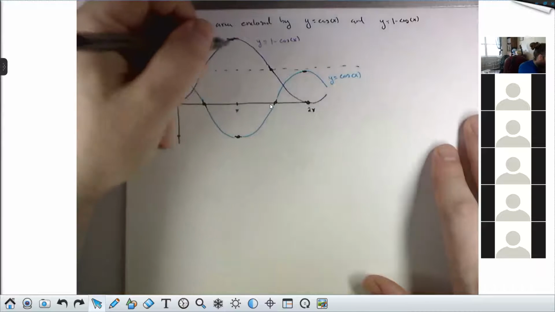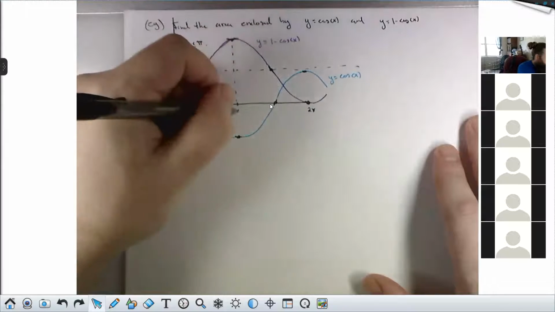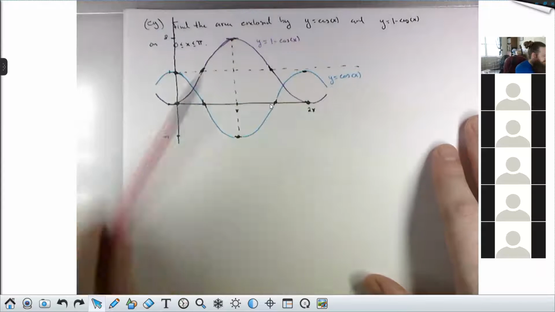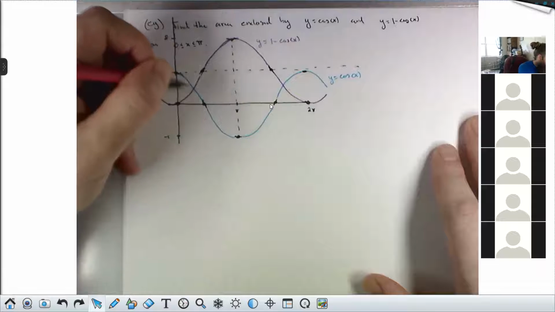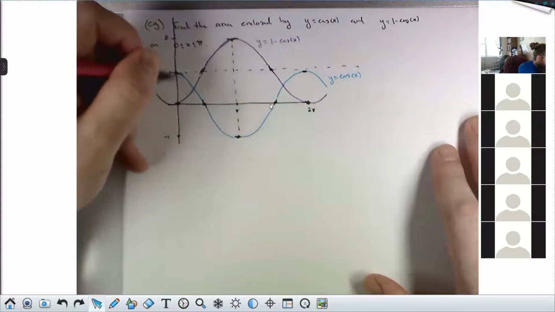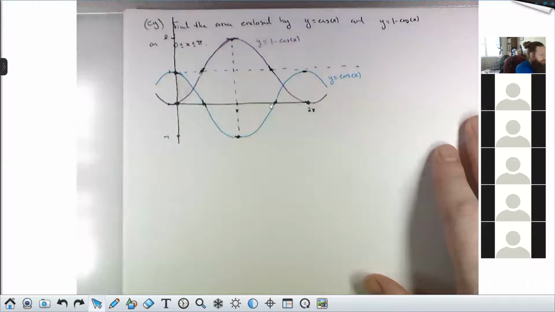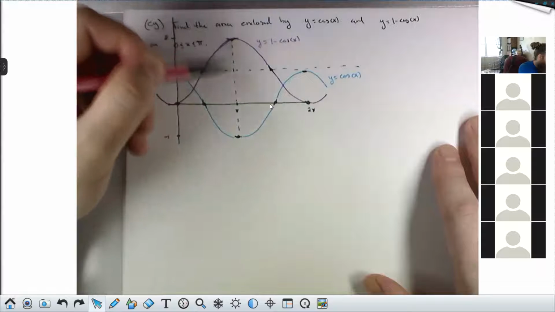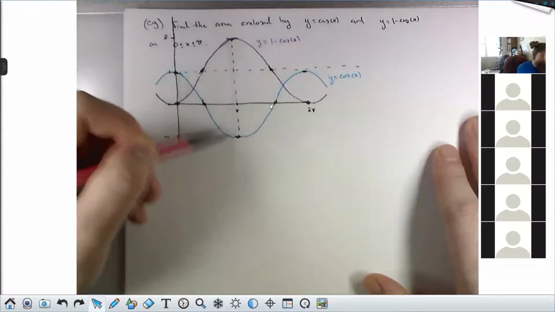But the area we're looking at is from 0 to pi. Let me draw a line in here at pi. And I'm looking for the area that's between these two curves. So from 0 to whatever this point is, the blue function is on top. So that's the little area enclosed by them. And then from whatever that x value is, all the way up to pi, the purple function is on top. So here we're looking at this region.